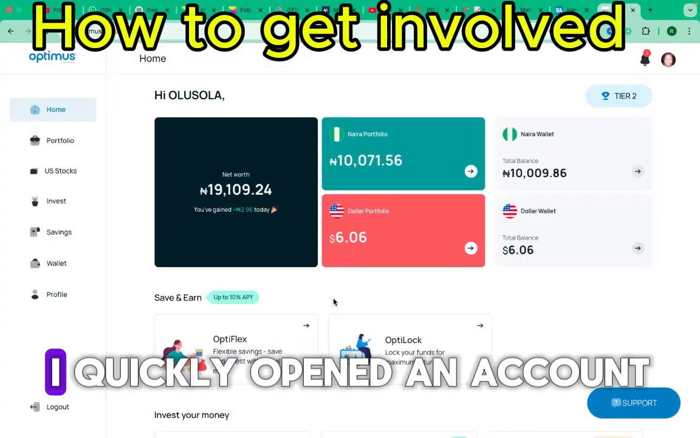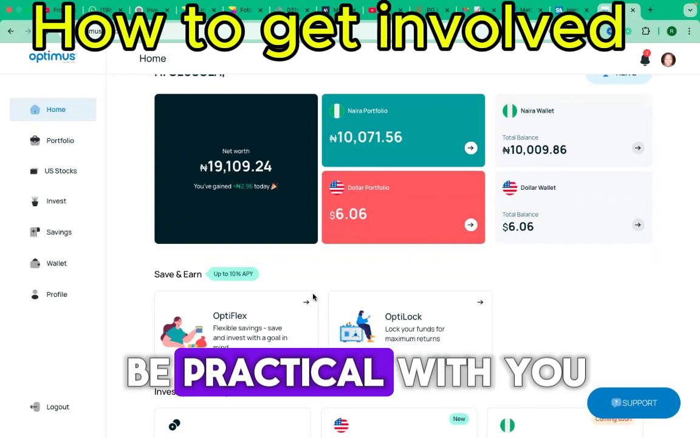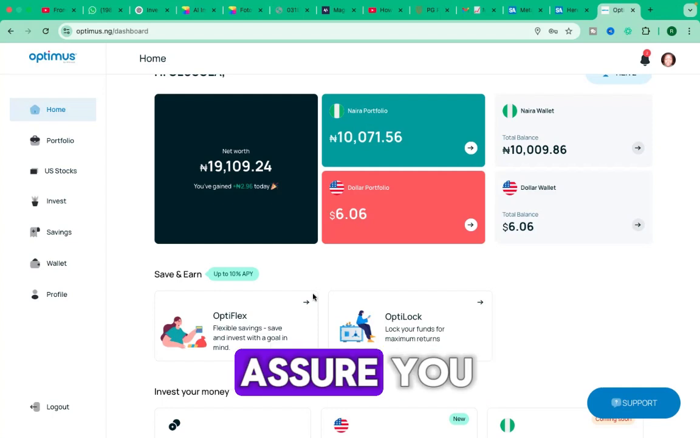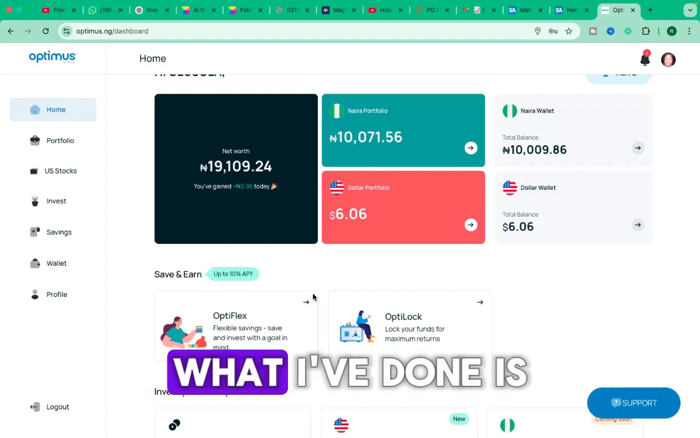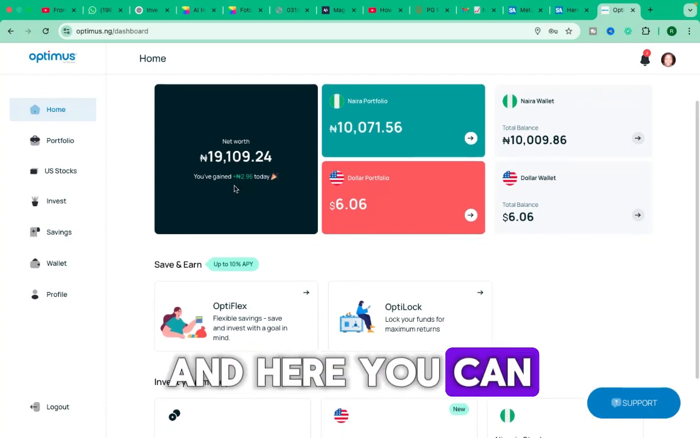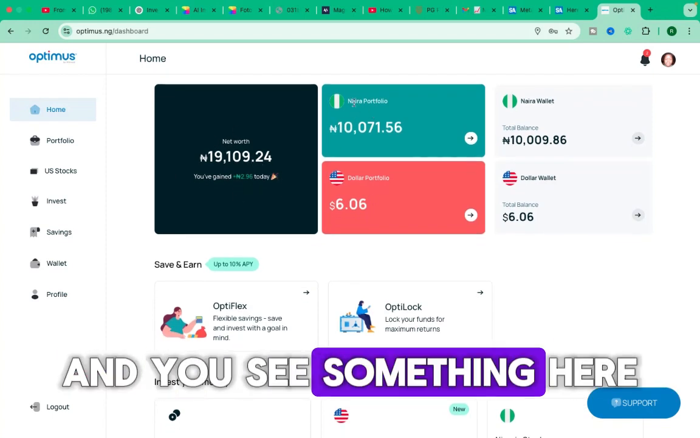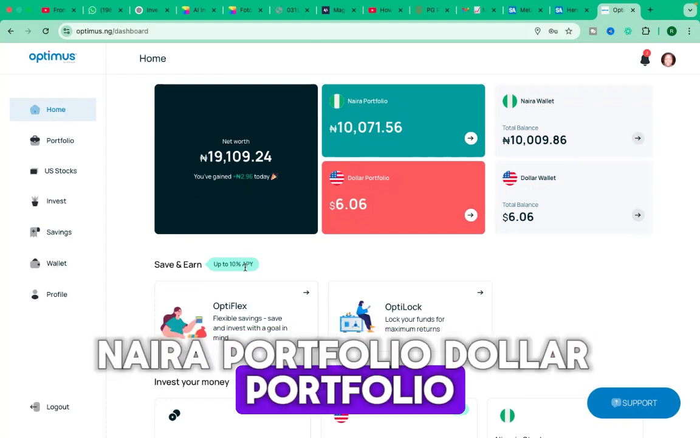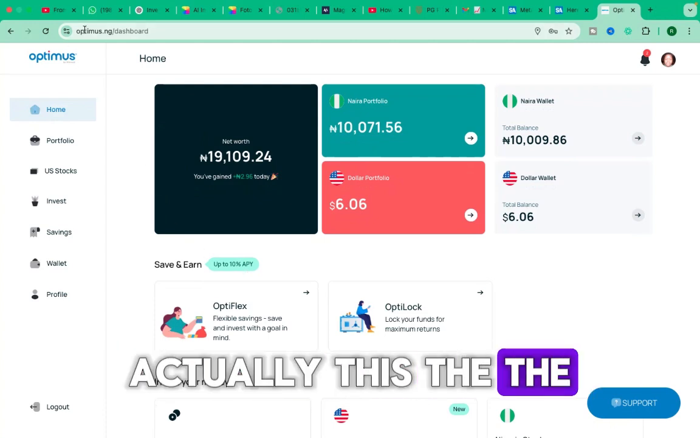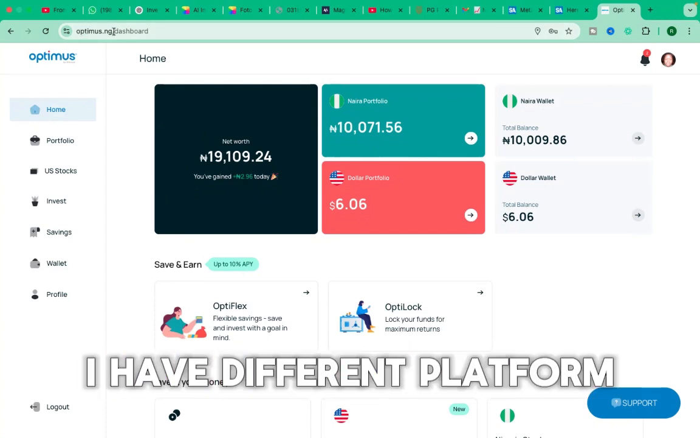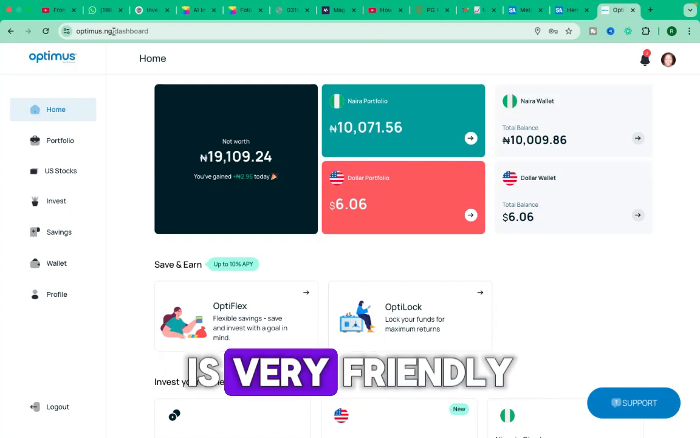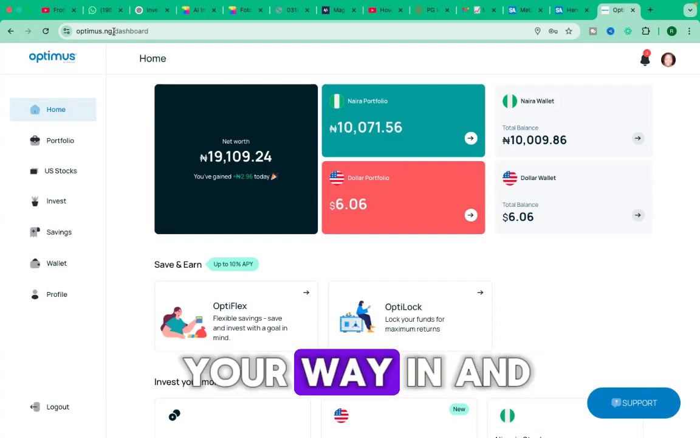For the purpose of this class, I quickly opened an account so that I can be practical with you and you see how to go about it. On this particular account, I just made a deposit of about 20,000 Naira. Here, you can see the net worth of the portfolio, and you see Naira portfolio, dollar portfolio. When you are investing on this platform, the link is Optimus. I have different platforms that I use, but this Optimus is very friendly. You can easily navigate your way in and out of it.